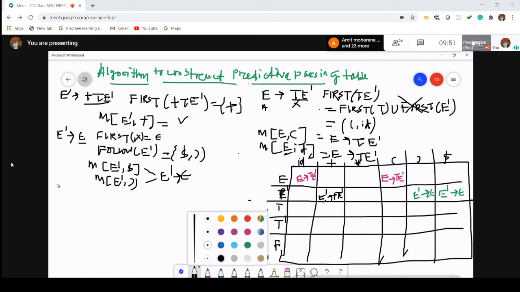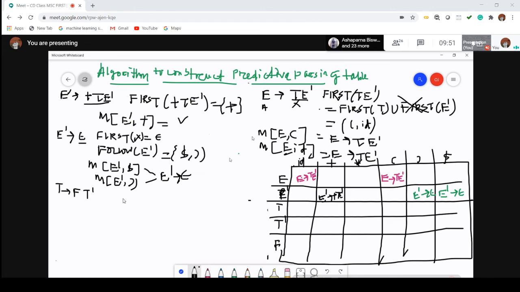The next production is T to F T dash. It is similar to the case of the first E2. Now first of F T dash is equal to first of F union first of T dash. First of F does not contain epsilon, so it is only first of F. Which value can we get in first of F? We have already calculated first of F equal to left parenthesis and ID.